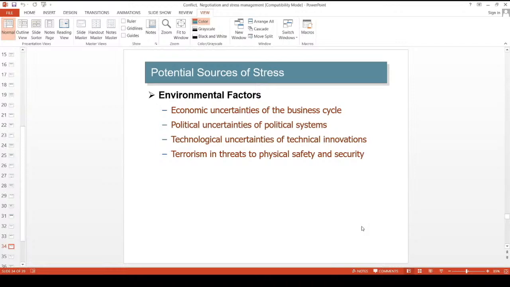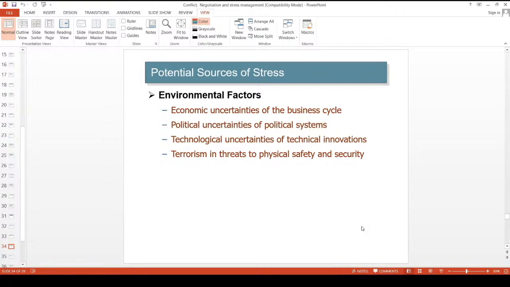Now, there are different potentials of stress. There are many potential sources of stress, but the most important factors may be the environmental factors. For example, the economic uncertainties of the business cycle. If your business is not on the growth and you are on the declining stage, and you are facing those economic hurdles, again these factors may be a sort of stress.